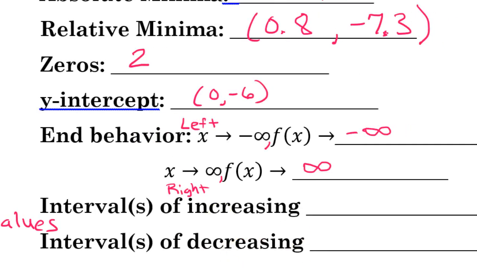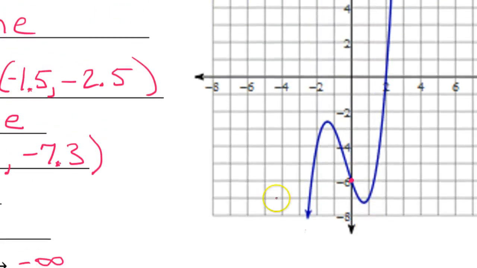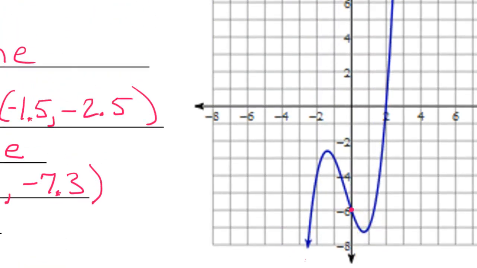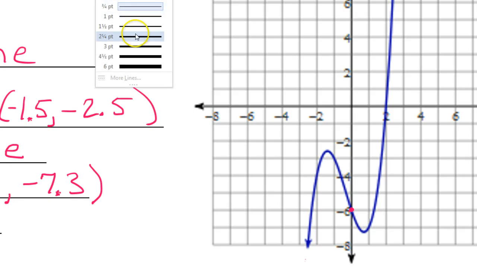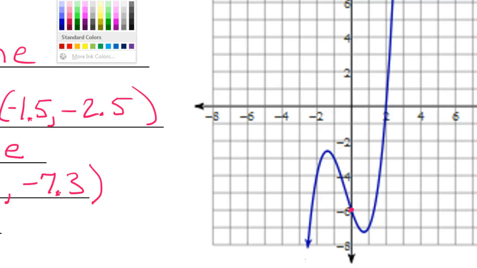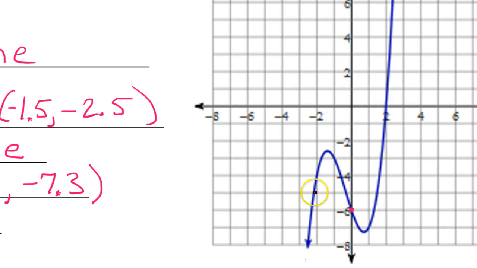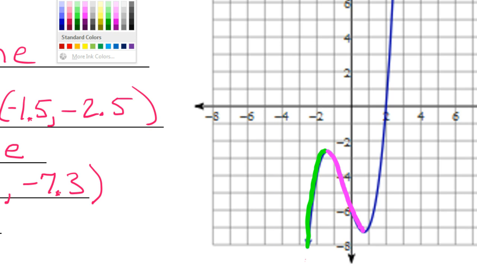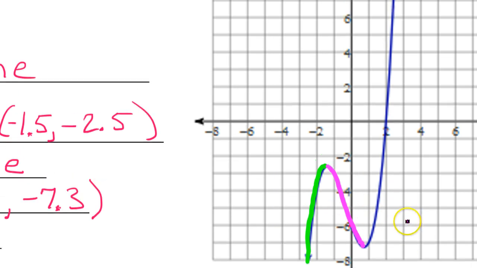Okay, so increasing and decreasing. If I'm walking along this graph from left to right, part of the time I'll be going uphill, part of the time we'll be going downhill. So, as I go from left to right, I'm going uphill for this part of the graph. And then I'm going to be going downhill for this part of the graph. And then I'm going to be going uphill again for the rest of the graph.